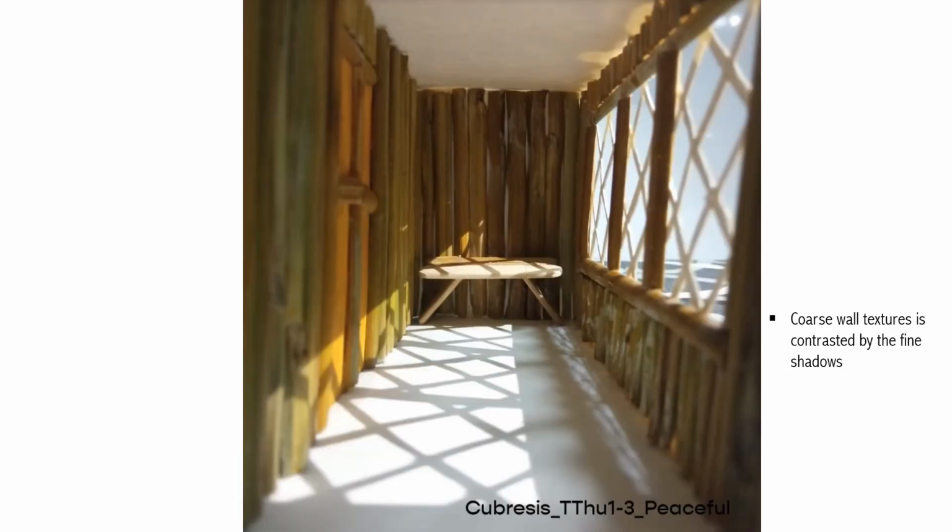Next, this one, the coarse wall textures created by the very huge planks of wood on the left side and at the end wall is very well contrasted by the fine shadows created by the window open grills or wooden grills on the right side. So that's coarse and fine in one space. Coarse texture and fine shadows in one space. I think that's very important.